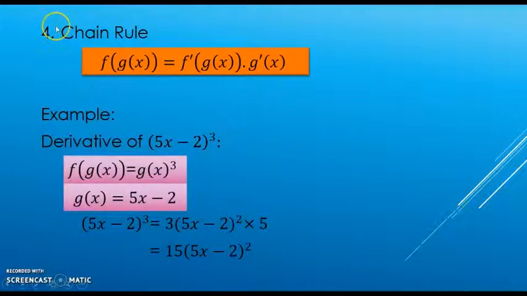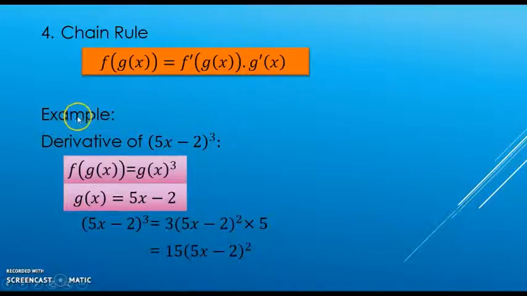The last one is the chain rule. The chain rule is for a function that has an inside function and an outside function. For the formula, gx is the inside function of the function f. So, to differentiate this function, f will be differentiated while the inside function gx remains the same, and then we multiply by the derivative of the inside function.